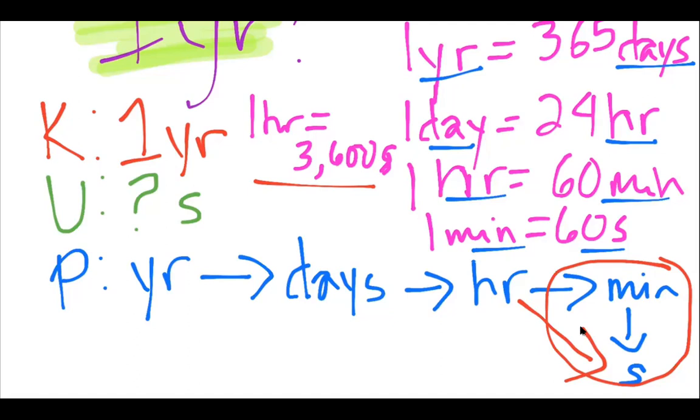So what I want to show you with that is that there is more than one way to do some of these problems. Okay. There's more than one path. You just have to make sure you're using the conversion factors correctly with whichever path you choose.